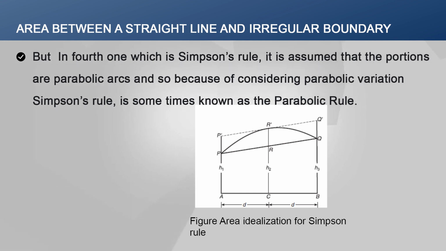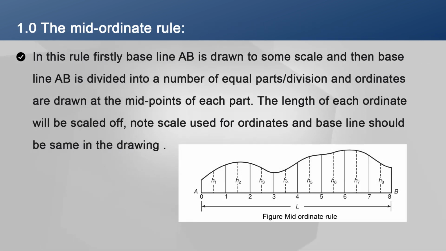Now we will discuss the mid ordinate rule. In this rule, firstly line AB is drawn to some scale on the sheet. Since we are going to calculate the area on paper, first we will draw the baseline AB on the paper with some scale. Scale we have discussed in the second lecture. Then this baseline AB is divided into a number of equal parts or divisions, N. The ordinates or offsets are drawn at the midpoint of each part.